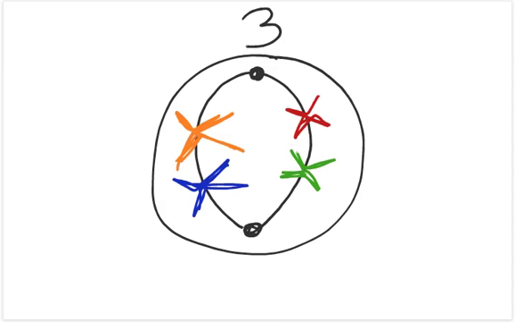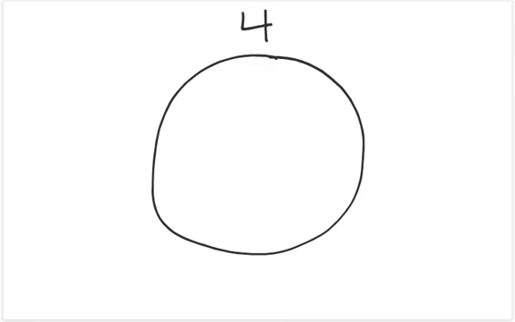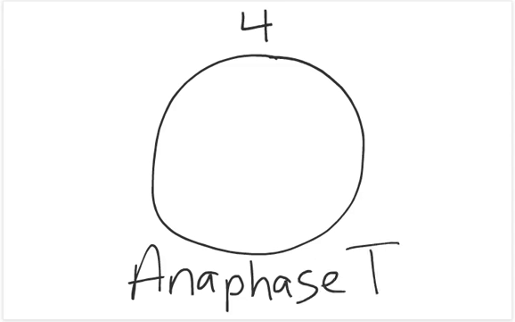Okay, so what's the next phase? Oh, whoops, we need to label this phase. Metaphase 1. Then the next one is anaphase. All right, anaphase 1. So the whole purpose of this is just to make sure that each cell doesn't get a copy of the same pair that codes for the same traits.